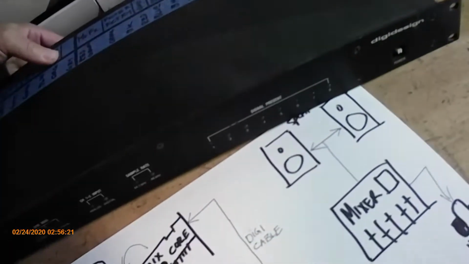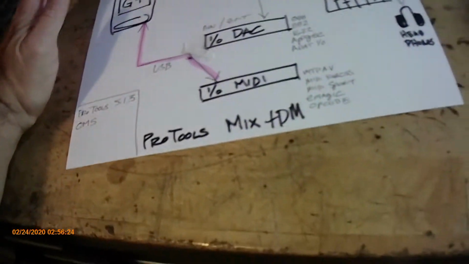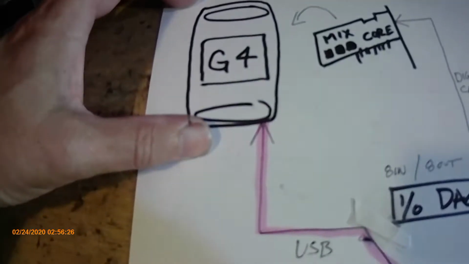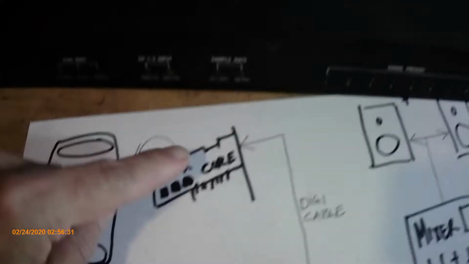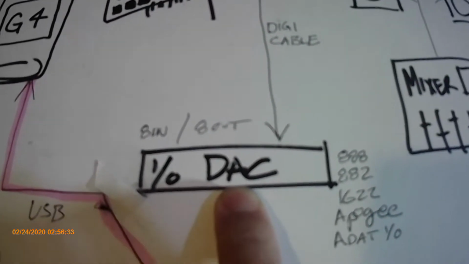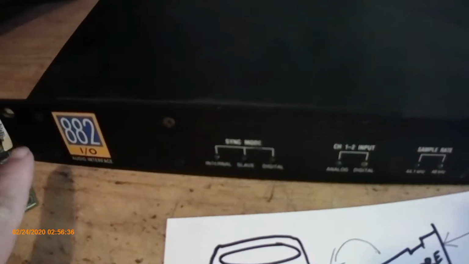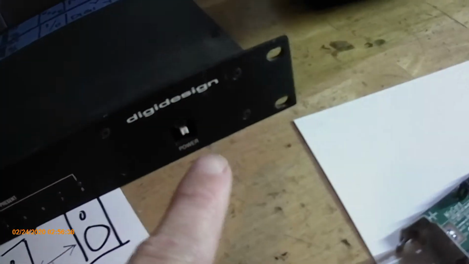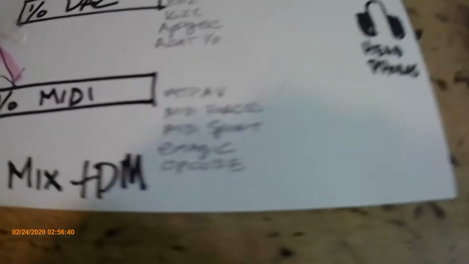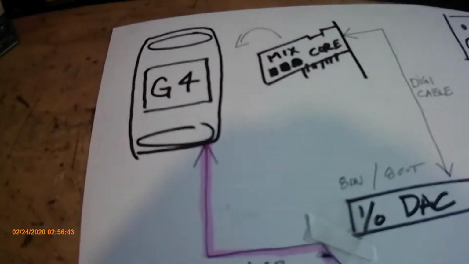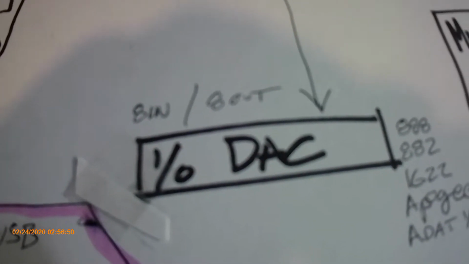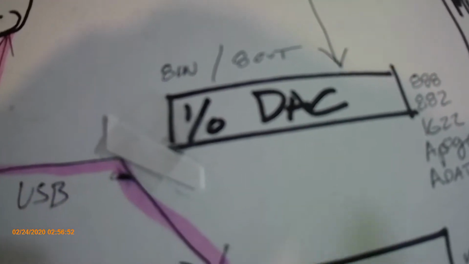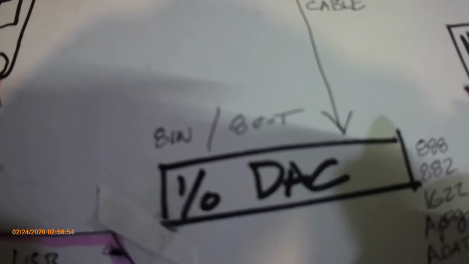Let's talk about the overview of a Mix Plus system. You would have a basic G4, even a G3 will run a single MixCore card and speak to your DAC, your digital audio converter. That's what this guy is. That DAC is going to allow 8 channels of audio in, 8 channels of audio out. And you can do whatever you want with those 8 in and 8 out. We'll talk about that more in a later video.